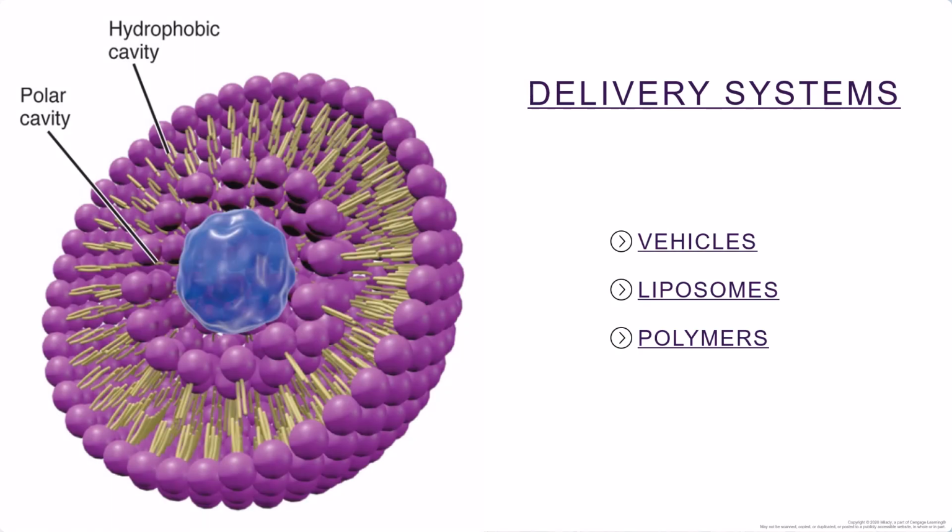We have delivery systems, which are functional ingredients as well, and these are used to distribute a product's key performance ingredients into the skin once it's applied. The types of delivery systems are vehicles, liposomes, and polymers. Vehicles are carrying bases and spreading agents necessary for the formulation of a cosmetic. So they're carrying or delivering other ingredients into the skin and making them more effective.